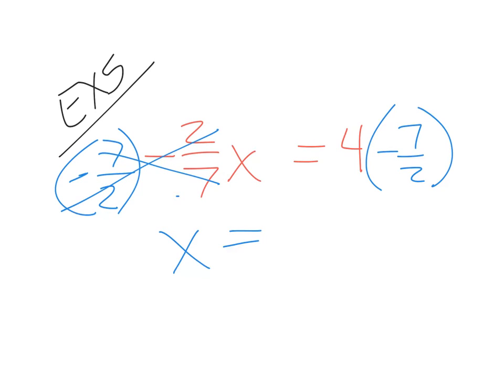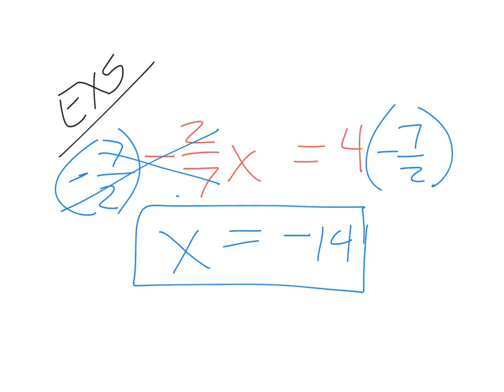So now over here, we know the answer is going to be negative because it's a negative times a positive. And you would do 4 times 7 over 2, which is just 4 times 7 divided by 2. What's 4 times 7? 28. Divided by 2. Negative 14. Correct. So your answer would be x equals negative 14.